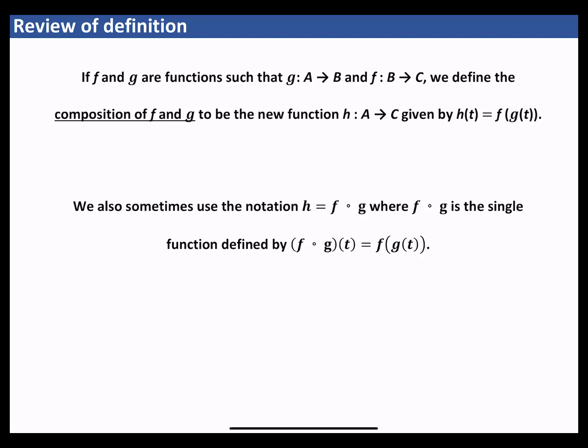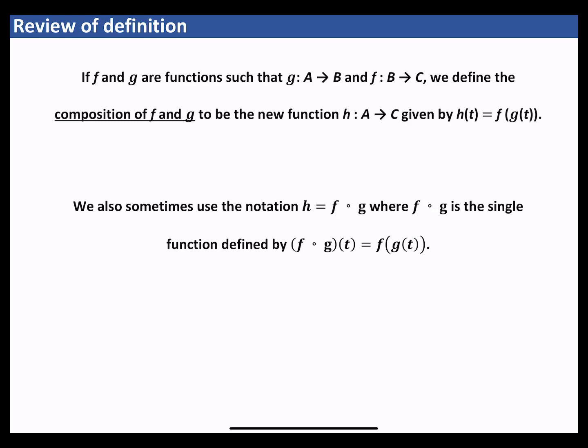Let f and g be functions such that g is a function that takes inputs from set A and pairs them with outputs in set B. And let f be a function that takes inputs from set B and pairs them with outputs in set C. Then we define the composition of f and g to be the new function h that takes inputs from set A and pairs them with outputs in set C. And we can denote h of t as f of g of t.